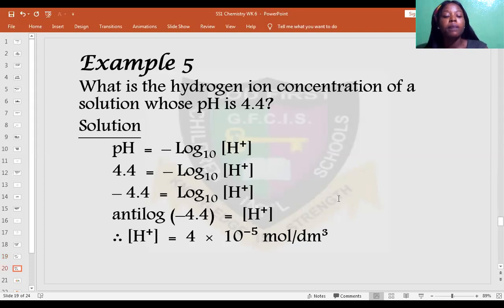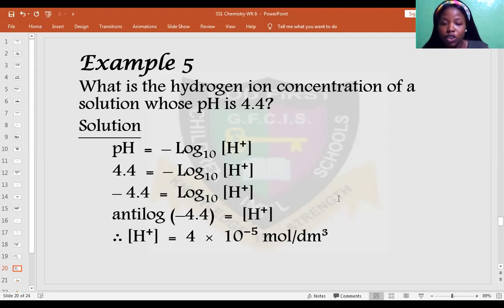Now, lastly, number 5 question. It said, what is the hydrogen ion concentration of a solution whose pH is 4.4? Now, in this case, you are given the pH, and you are asked to look for the hydrogen ion concentration. So it means that 4.4 is equal to minus log hydrogen ion concentration. If you multiply both sides by minus, you have minus 4.4 is equal to log hydrogen ion. Now take the anti-log of both sides. You now have anti-log of minus 4.4 is equal to hydrogen ion concentration. Now use your calculator. The hydrogen ion concentration is 4 times 10 raised to power minus 5 mole per dm cube.